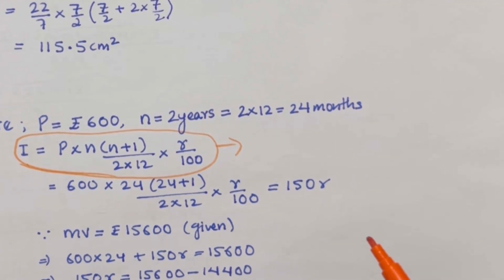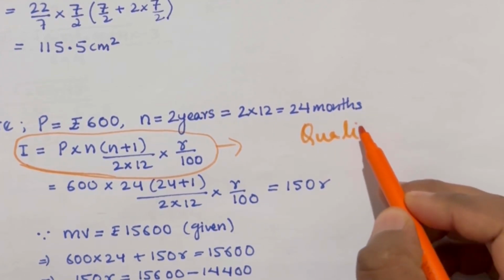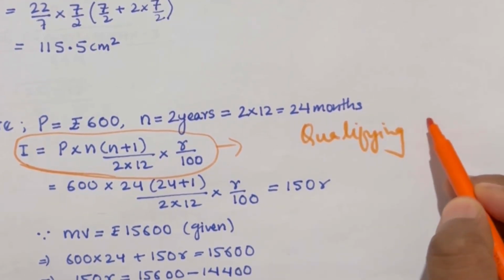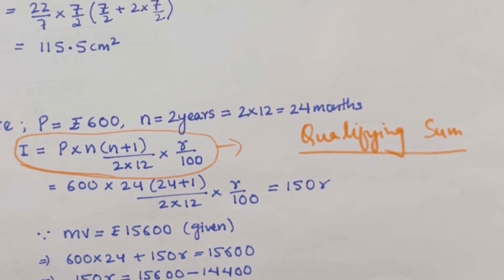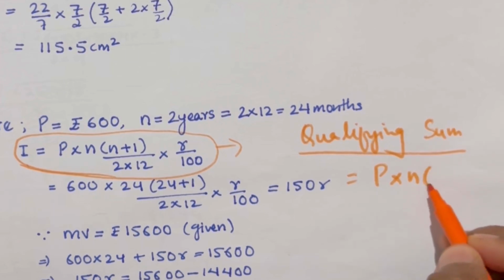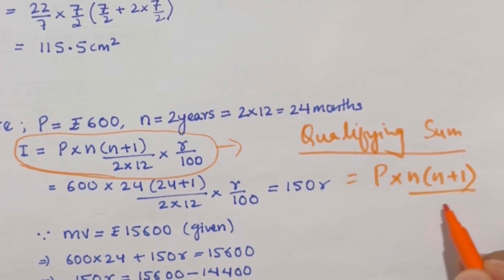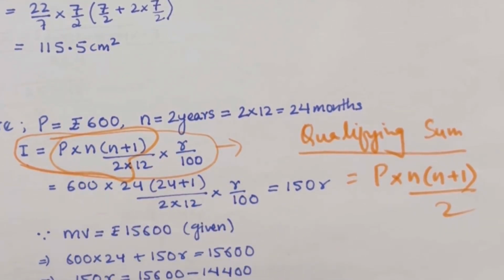Also from the banking chapter, sometimes you may be asked to find the qualifying sum or deposit. Okay, sometimes you may be asked to find this qualifying sum or deposit, and for this, the formula is P into n into (n plus 1) by 2. Actually leaving this 12, this part is the qualifying sum. Sometimes you may be asked to calculate the qualifying sum, and this is the formula to calculate it.